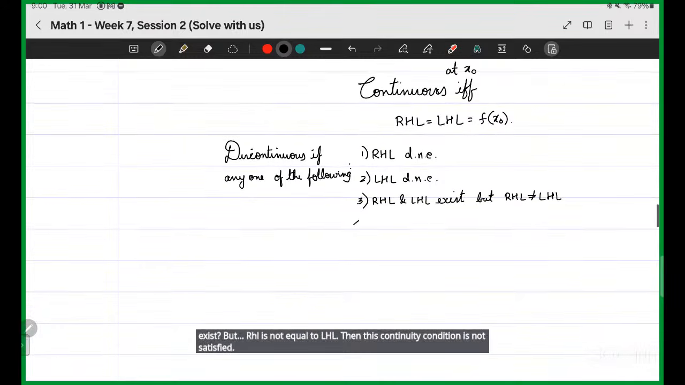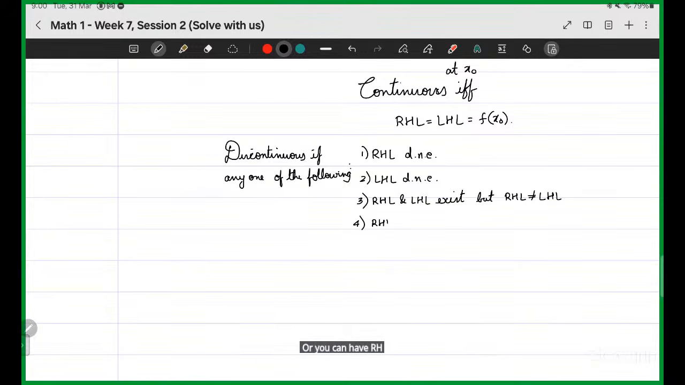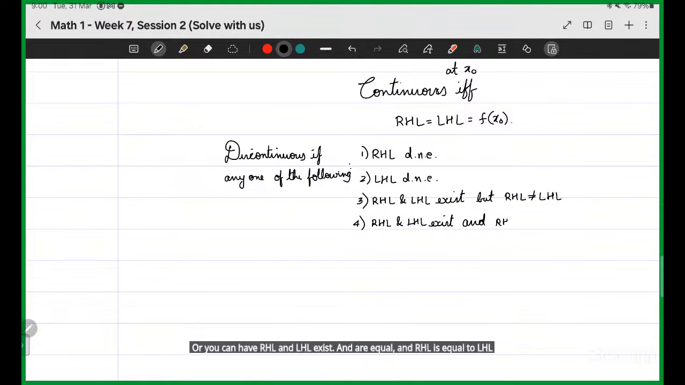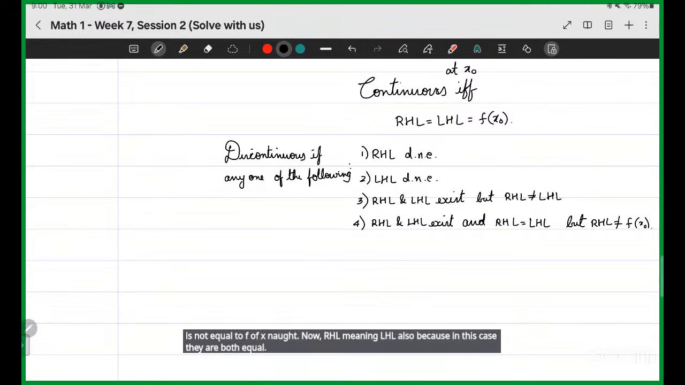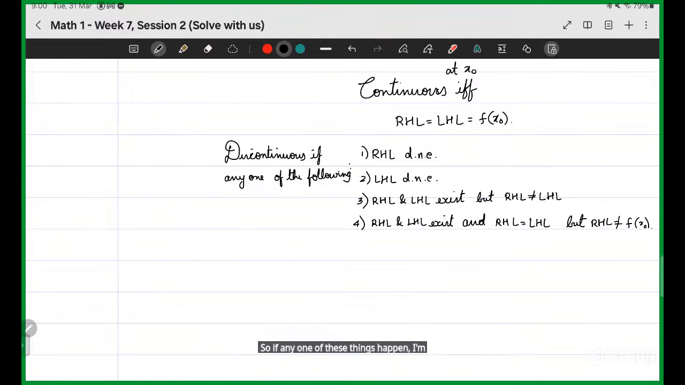Or you can have RHL and LHL exist and are equal, and RHL is equal to LHL. This can also happen, but not equal to f of x naught. Now RHL meaning LHL also, because in this case they are both equal. So if any one of these things happen, I'm good.